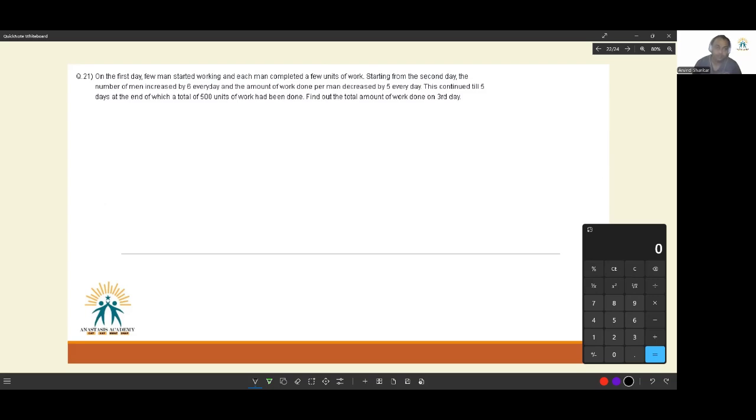Next, on the first day, a few men started working, and each man completed a few units of work. Starting from the second day, the number of men increased by 6 every day, and the amount of work done per man decreased by 5 every day. This continued till 5 days, at the end of which a total of 500 units of work had been done. Find out the total amount of work done on the third day.